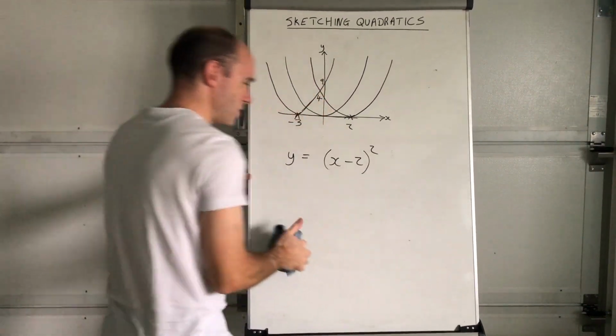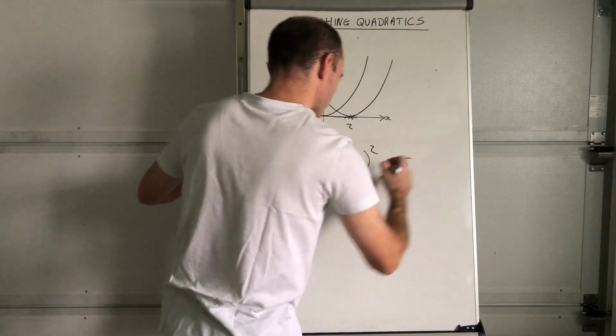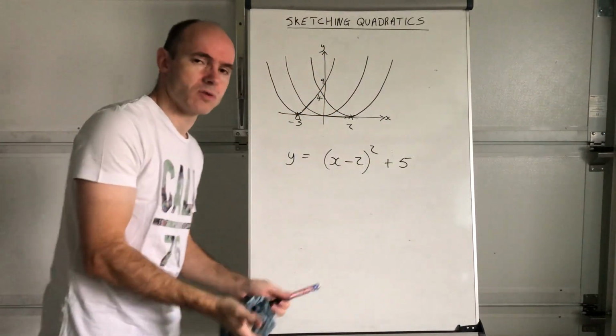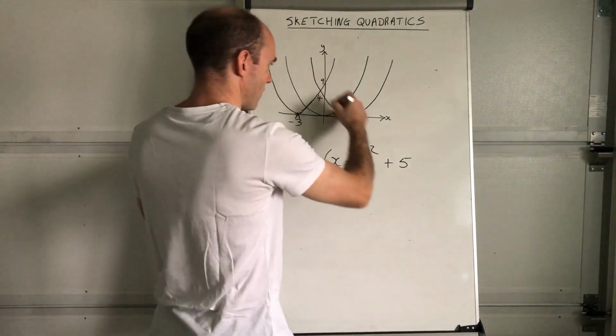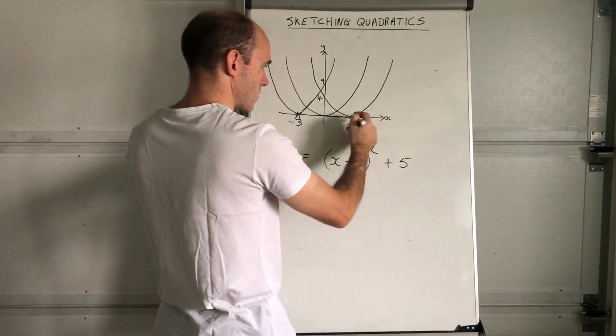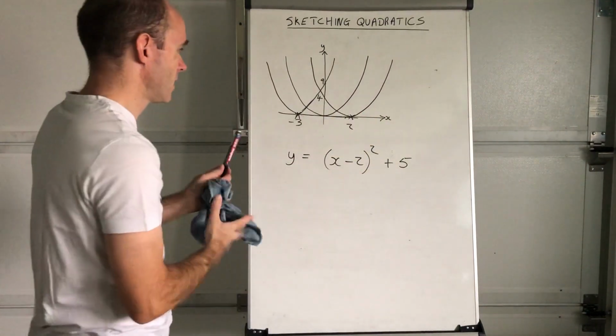What happens then if you just put a number on the end, like say plus 5? Well, the whole graph just shifts upwards 5 units. So what I'll do is, I'll take this graph there, that's the one I drew for x minus 2 squared. I'll just shift that up 5 units. And that is it.